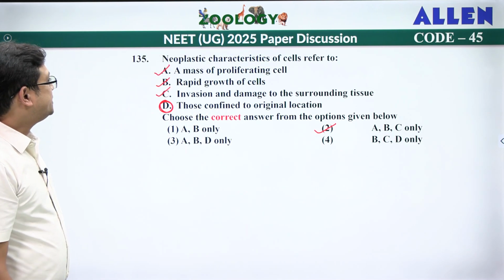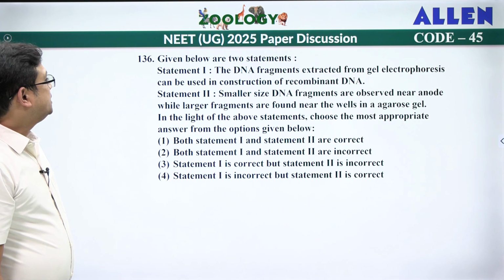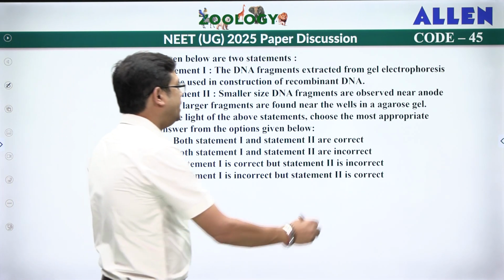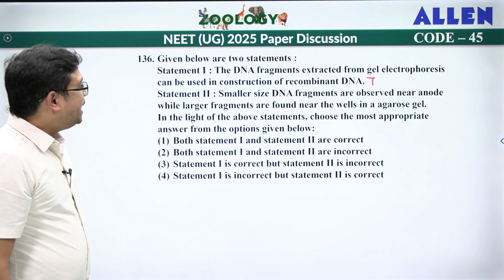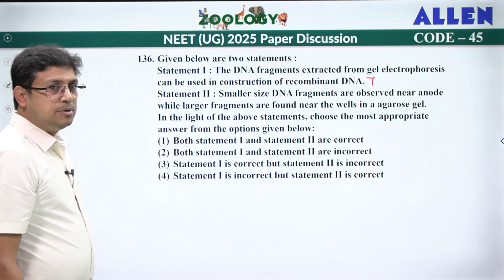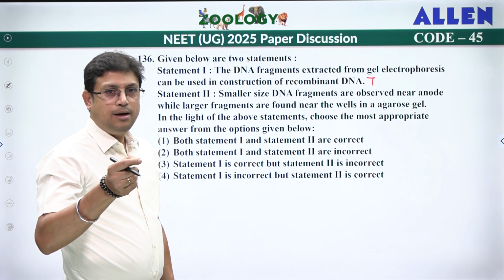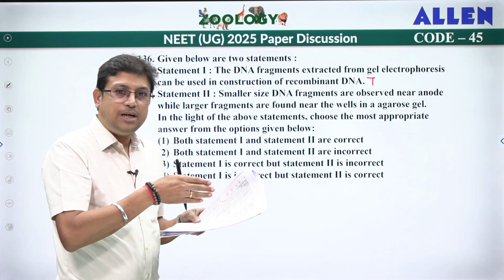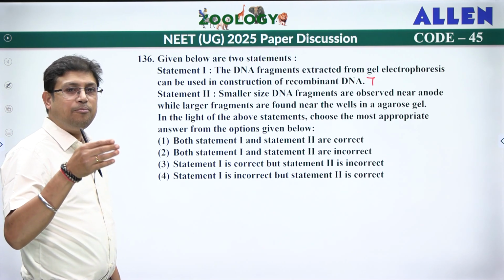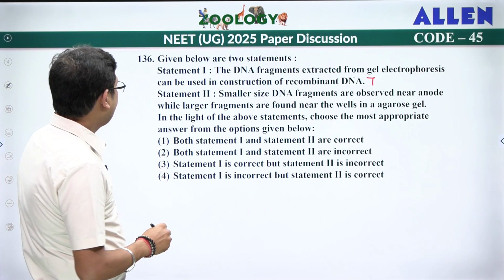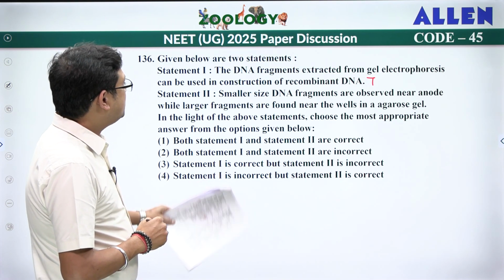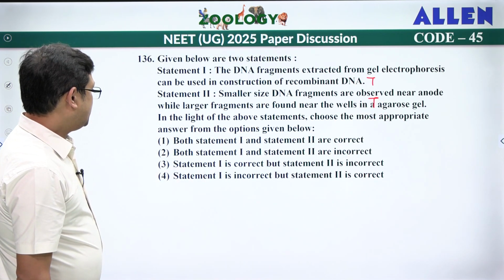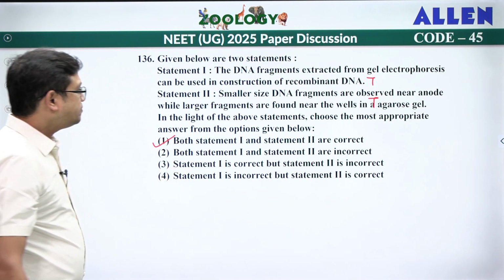Next. Given below are the two statements. Statement 1, the DNA fragment extracted from gel electrophoresis can be used in the construction of recombinant DNA. Very much true. Smaller size DNA fragments are observed near the anode. Small sized DNA fragments can move faster and further, right? So we have to load the DNA near the cathode, near the negative terminal, so that due to negative repulsion, the DNA fragment should move towards the anode. So smaller fragments are found near the anode, larger fragments towards the cathode. So smaller size DNA fragments are observed near the anode, while larger fragments are found near the well. This is also true. So both the statements 1 and 2 are correct. Yes. Next.